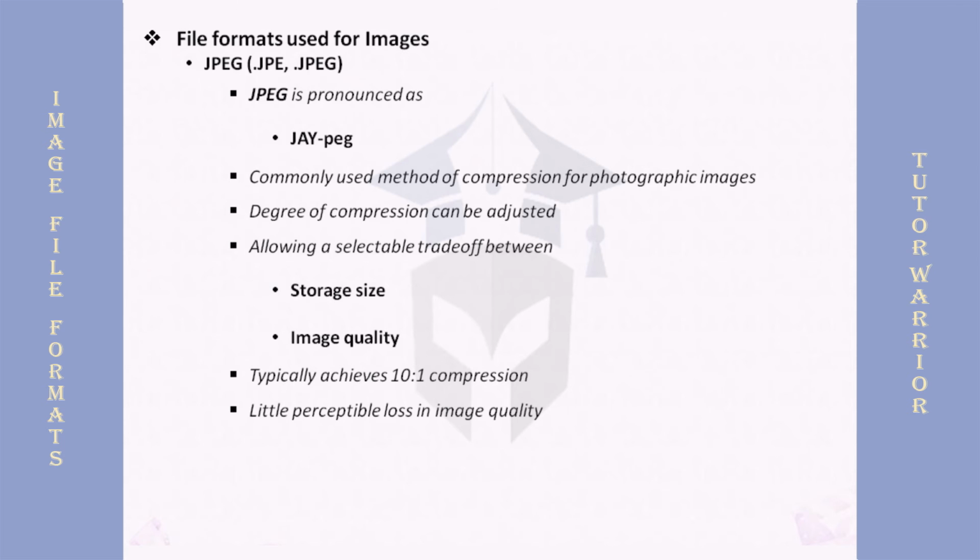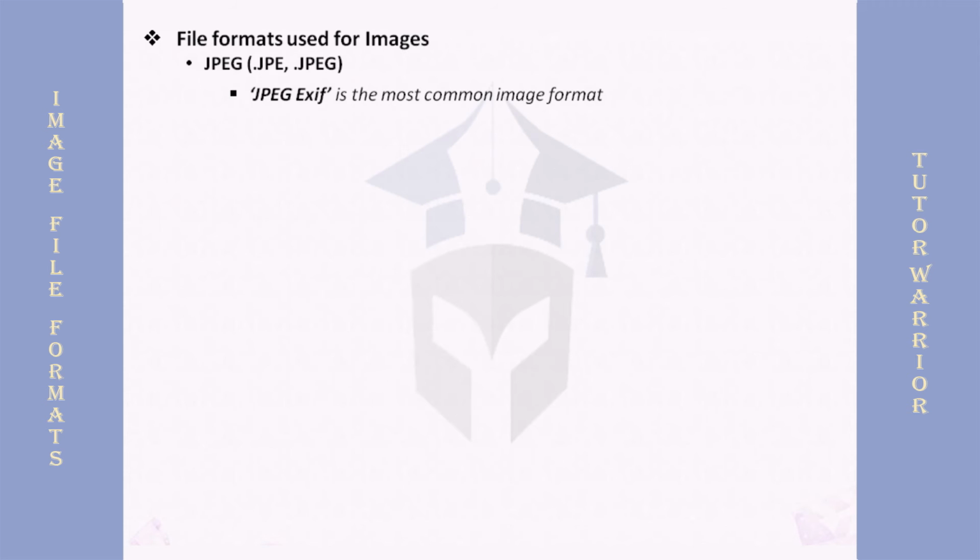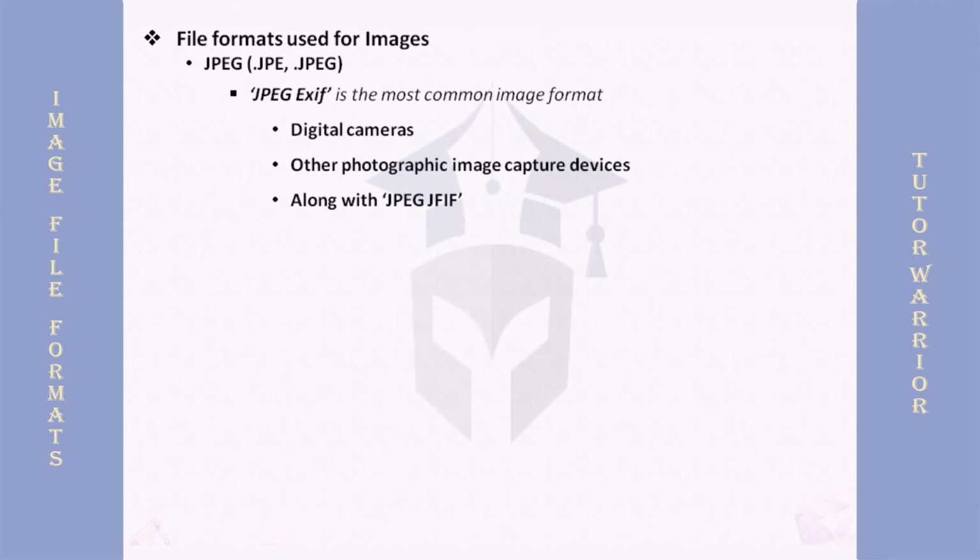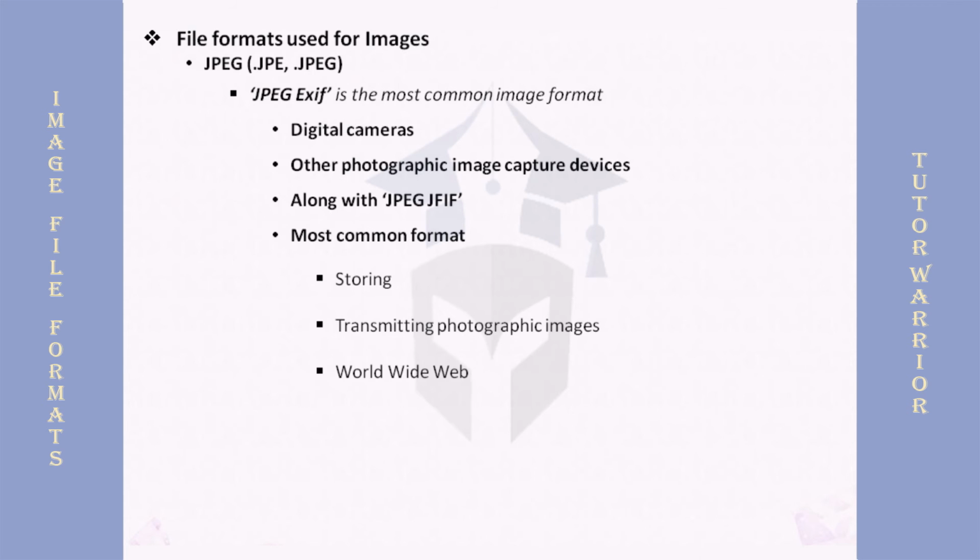JPEG compression is used in a number of image file formats. JPEG/Exif is the most common image format used by digital cameras and other photographic image capture devices, along with JPEG/JFIF. It is the most common format for storing and transmitting photographic images on the World Wide Web. These format variations are often not distinguished and are simply called JPEG.